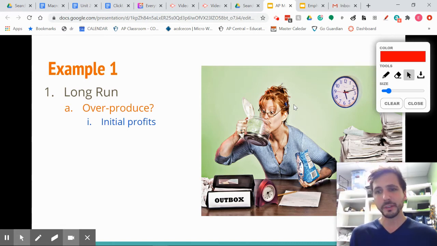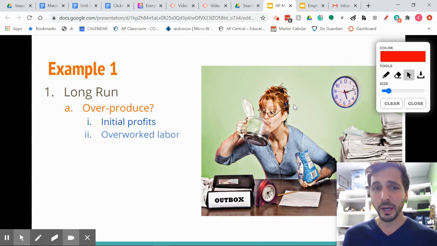We just talked about that. Price level went up. Your input prices are fixed. Your output prices are flexible. You're profitable. However, you're overproducing. So you're overworking your labor.